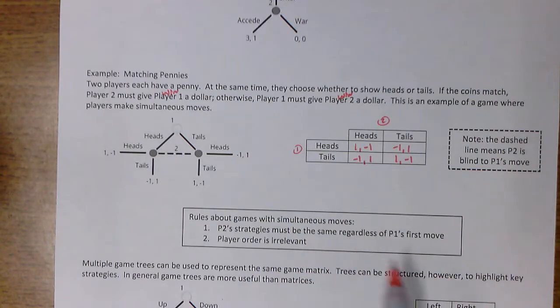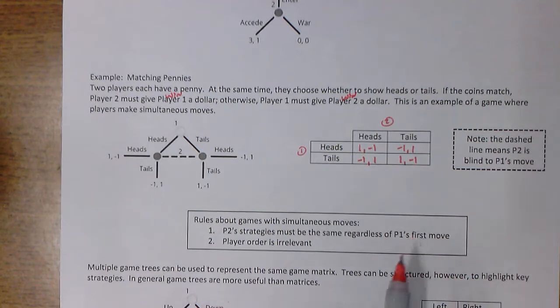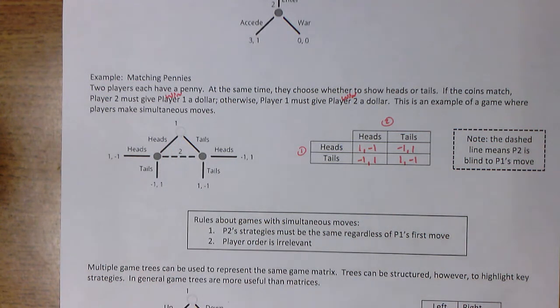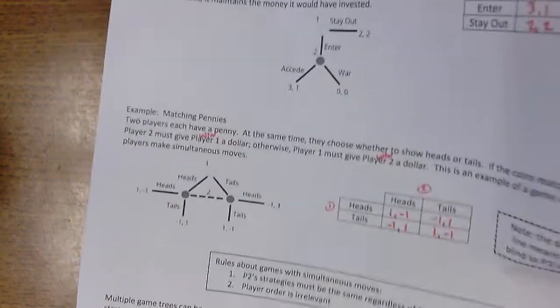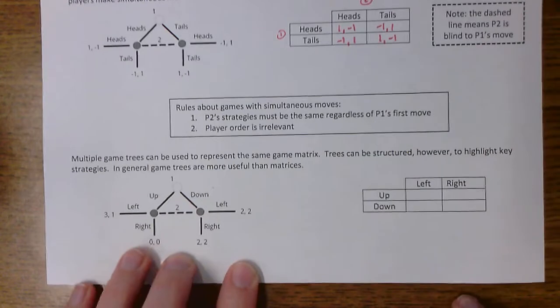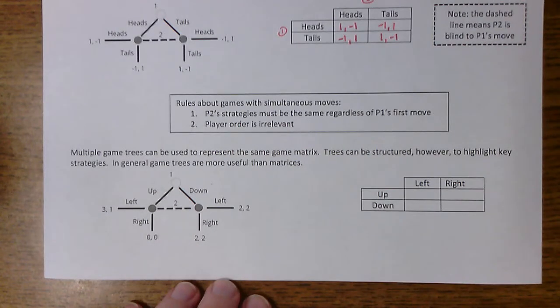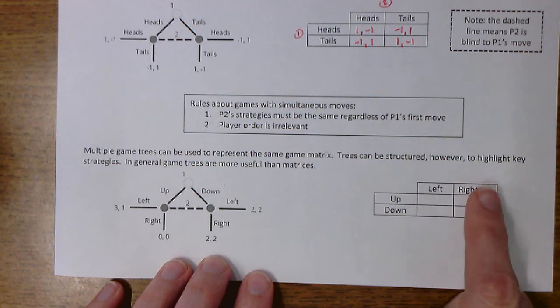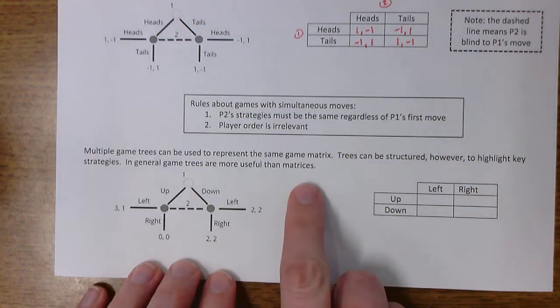Okay, so that's thing number 1: player 2's strategies must be the same regardless of what player 1's move is. And also, order is irrelevant. If you're moving simultaneously, you could rewrite this with player 2 going first and then player 1, and it won't make a difference. All right, last one here. Multiple game trees can be used to represent the same game matrix. Trees can be structured to highlight different strategies, and in general, these are just more useful than matrices.